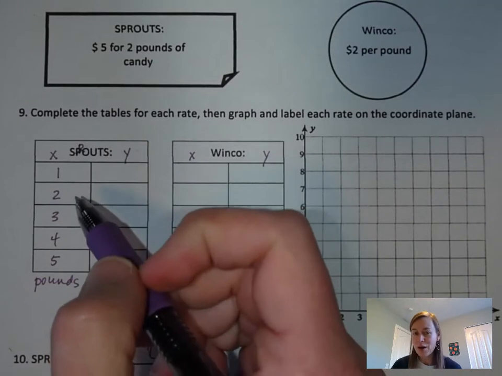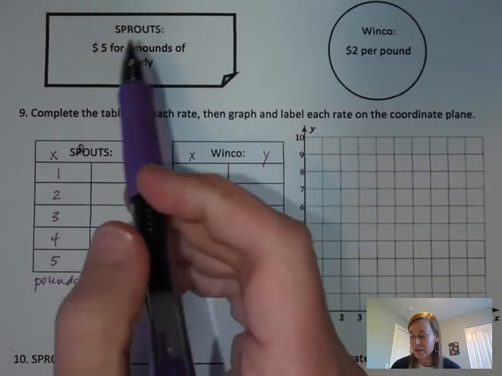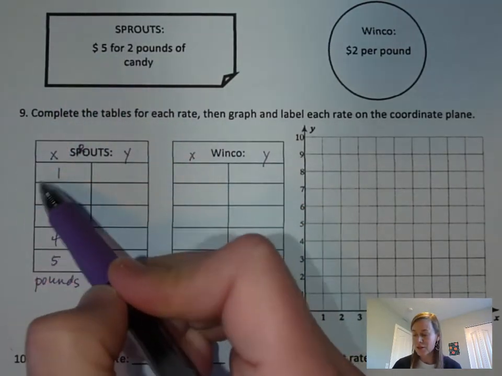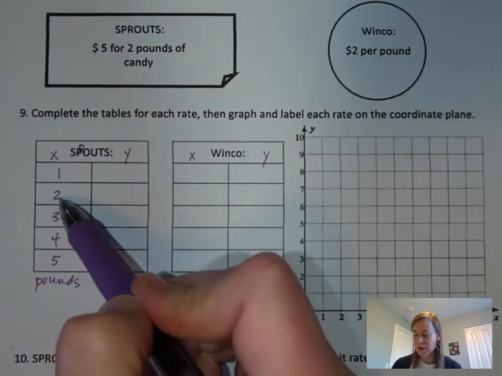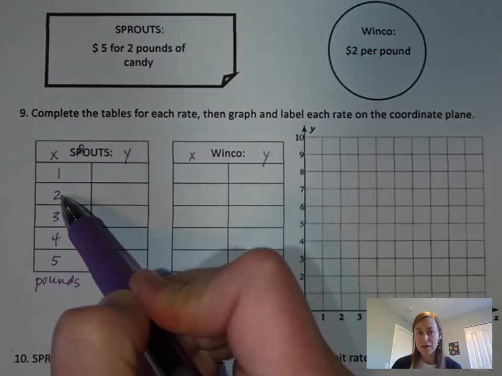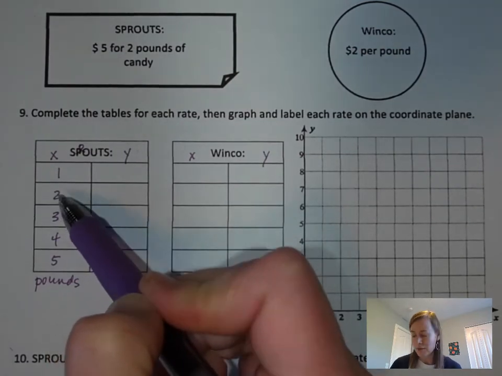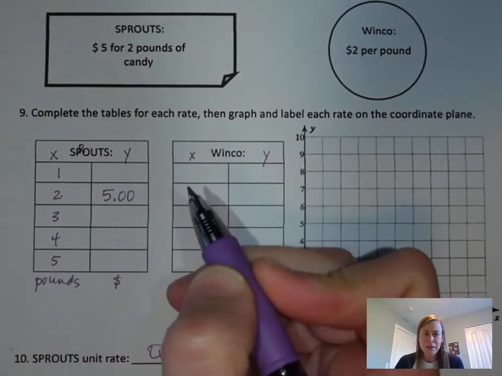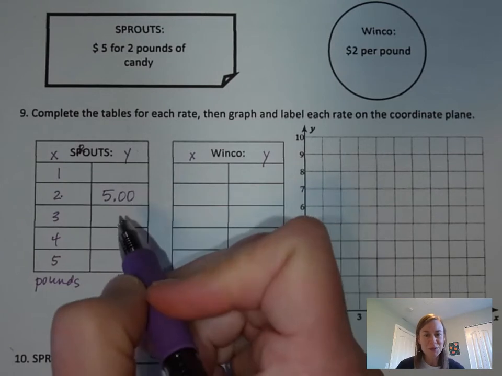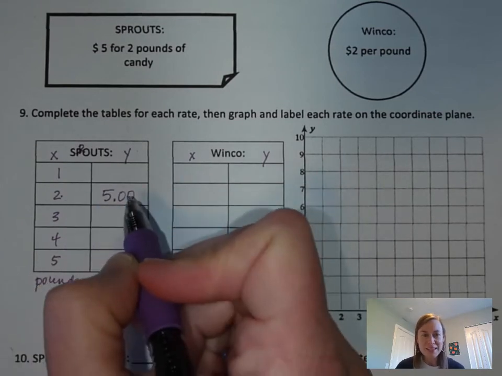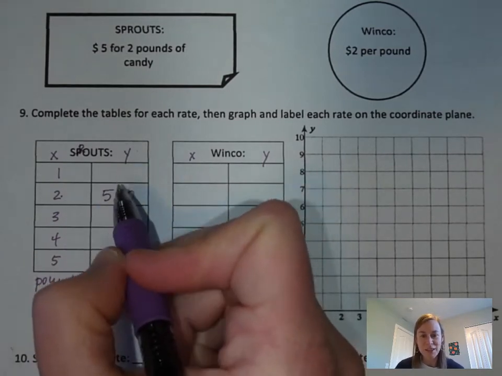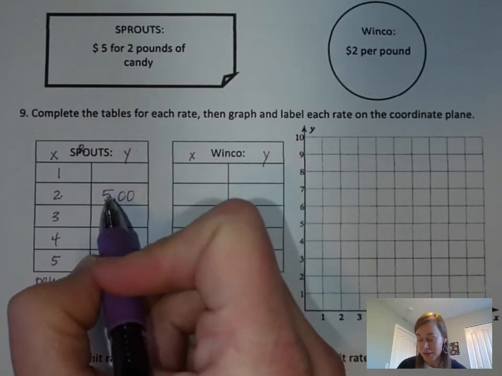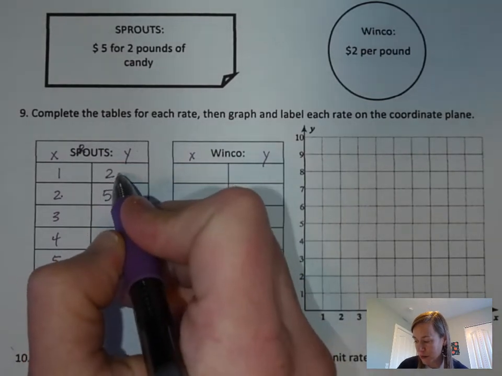So what do we already know about the Sprouts candy? It's $5 for 2 pounds of candy, right? So let's go over here, it says 2 pounds. So we're going to find 2 pounds over here. And now how much was it for those 2 pounds? $5. So I'm just going to write 5.00 for $5. Okay, so if it's $5 for 2 pounds, how much is it for 1 pound? You got to take that $5 and divide it by 2, right? And when you do that, $5 divided by 2 is going to give you $2.50.